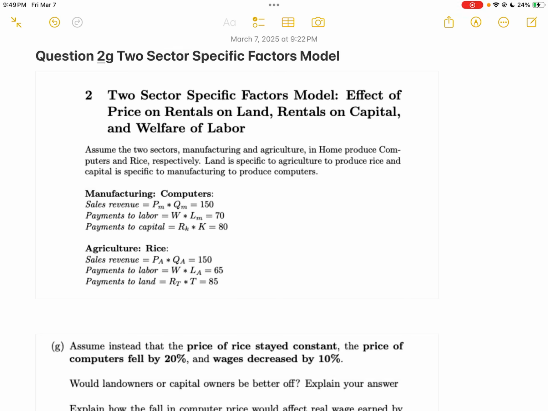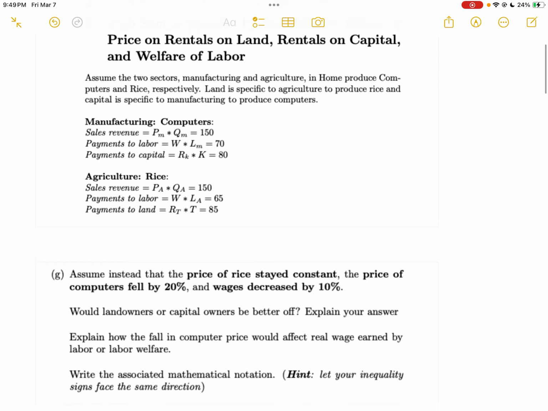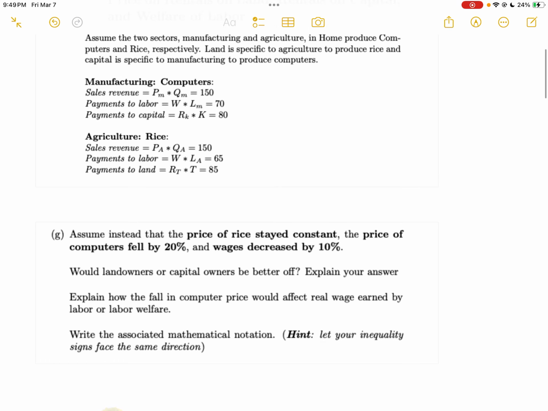As promised, here is a video explaining question 2G. In case you got it wrong, you can use this to clear up any muddy points.